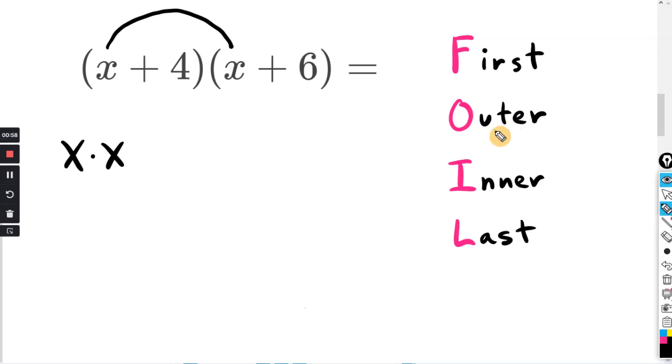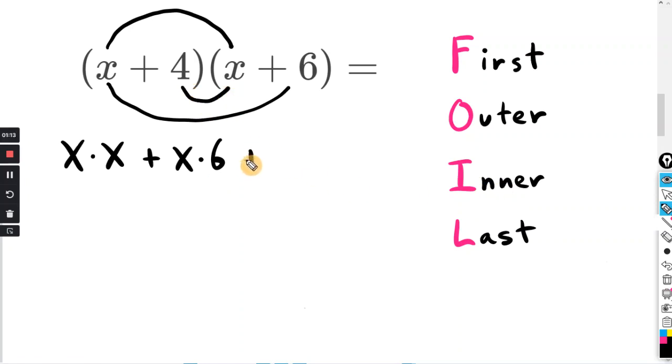And then for outer, you take the outer two terms. That's going to be x times positive 6. So it's going to be plus x times positive 6. For inner, you take the inner two terms. That's going to be 4 times x. So it's plus 4 times x. And for last, you take the last term in each binomial. So it's positive 4 times positive 6.